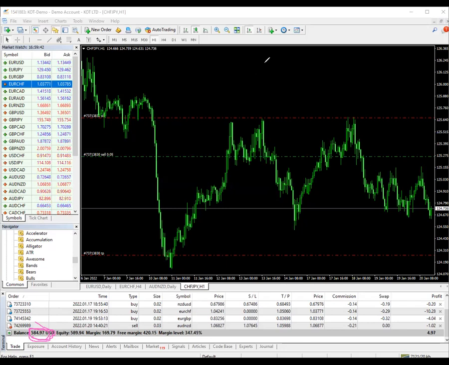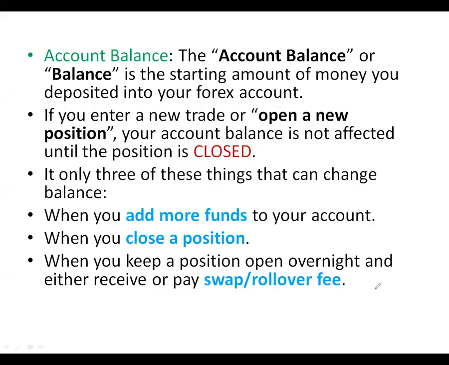Is that okay? Good. Now, let's go back to the slides and learn something more. We are saying that account balance, or balance, is the starting amount of money you deposit into your Forex account. At this point, we are talking about real Forex traders, people who actually put their money into the Forex account. So once you do the deposit, whatever amount it is, it becomes your account balance.